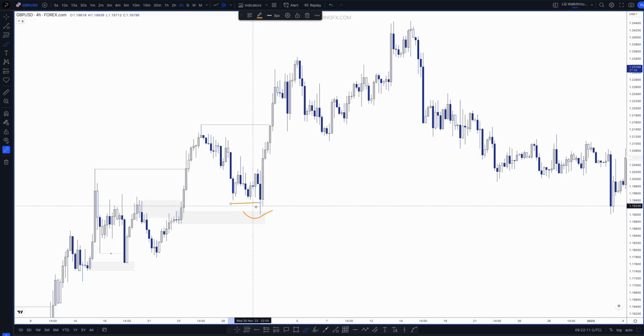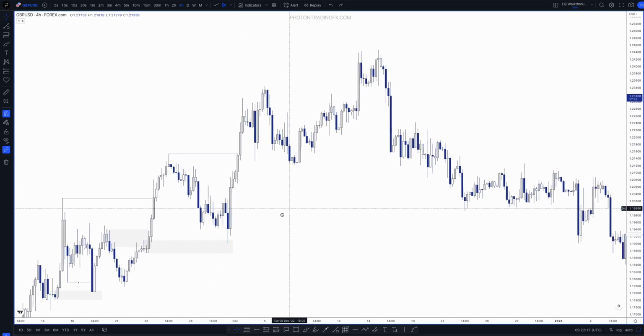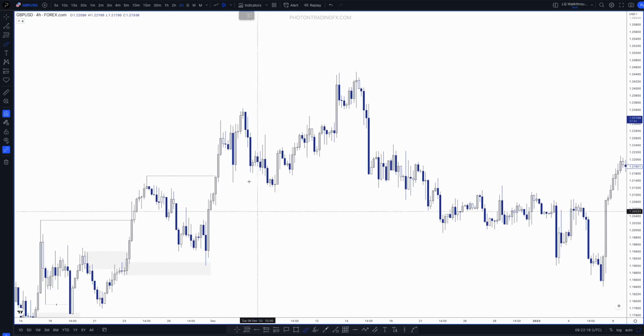Why? Because it signals that big money was involved in there, so they potentially have the intention to protect price from trading below that low now. Again, what do we have?